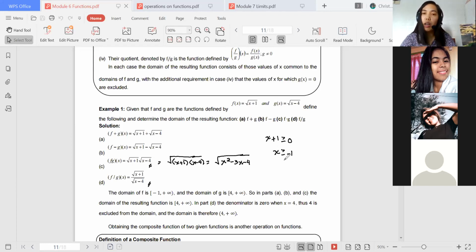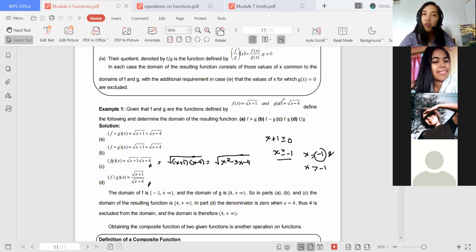So, when we write this in interval notation, ito siya. Ang pinakamaliit na value ng x ay negative 1. And there is greater than or equal to. So it means that x is equal to negative 1 and x is greater than negative 1. So ibig sabihin, ang pinakamaliit na value ni x ay negative 1. That's why the domain for f of x is negative 1 up to positive infinity. Pag sinulat mo to in interval notation, ito yan.